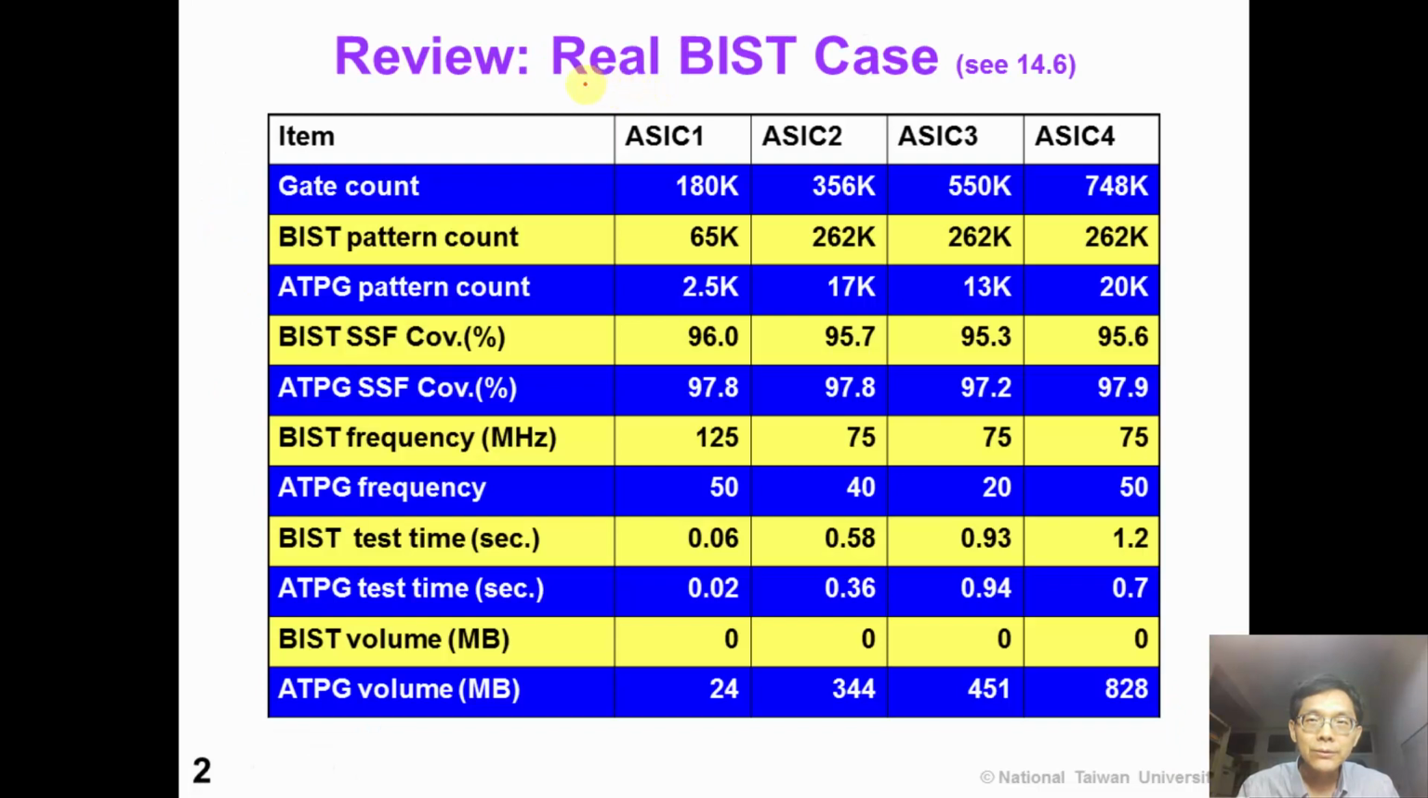Remember, in chapter 14, we showed some real BIST data. This slide compares a traditional ATPG test solution with a built-in self-test solution. Apparently, built-in self-test requires very low test data volume. However, the BIST fault coverage is not as good as ATPG fault coverage, and the BIST does not always save test time.